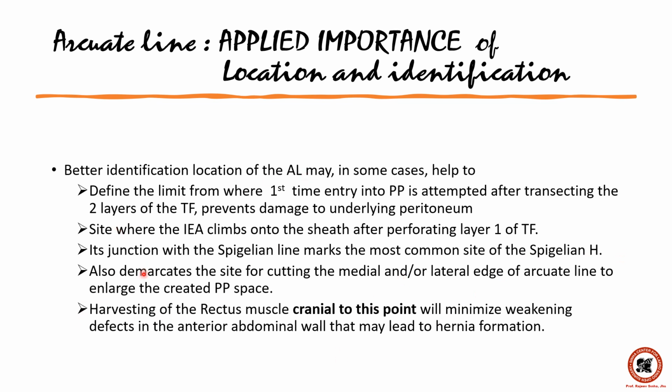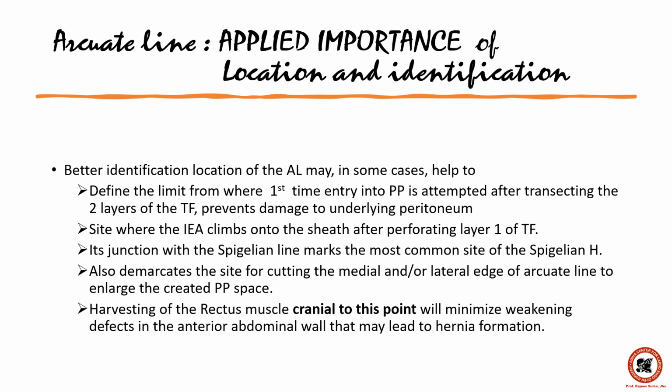It also demarcates the site for cutting the medial or the lateral edge. So as you're going to enlarge the preperitoneal space, you start the transection of the rectus sheath from the arcuate line cranially. Harvesting the rectus muscle also is very important. It should always be done only cranial to the arcuate line. Why? Because then you have harvested the rectus abdominis muscle.